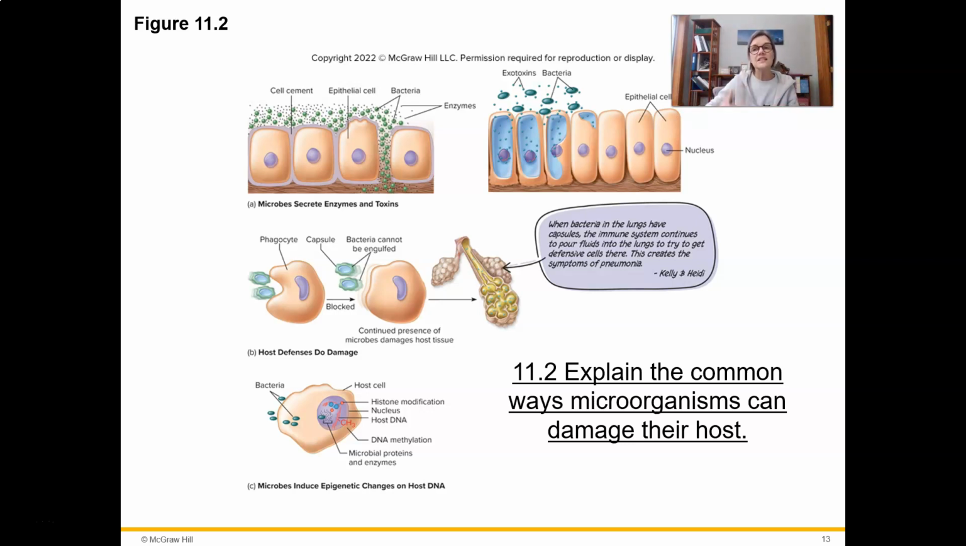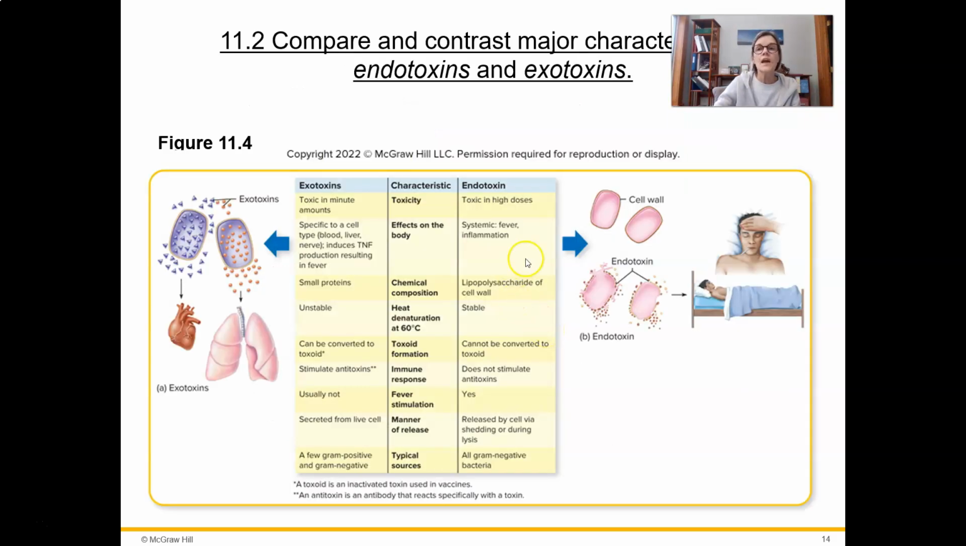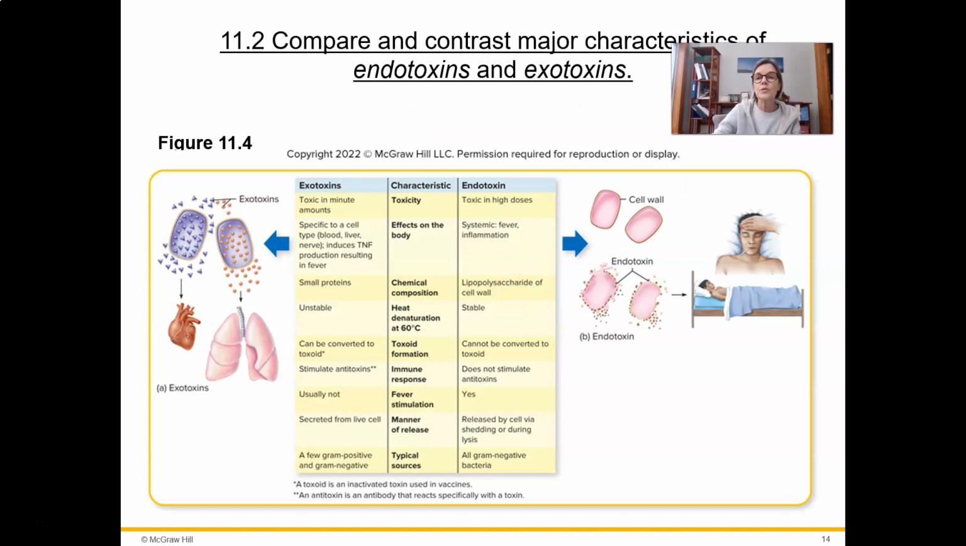So getting a systemic infection and causing your immune system to overreact can be a very serious impact of having a bacterial or viral infection. So host defenses can also do damage. In this slide and in your book, there's a discussion on endotoxins and exotoxins, but I think I'm going to put that in the next video.